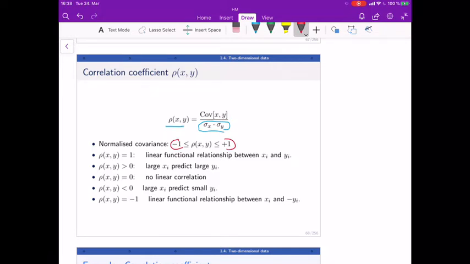meaning if the correlation coefficient is equal to 1, we've got a linear functional relationship, maximum correlation, in the positive sense. -1 means we also got a linear functional relationship, meaning that larger x's mean smaller y's, and for the rest in between we get all shades of gray. 0 obviously means no linear correlation.